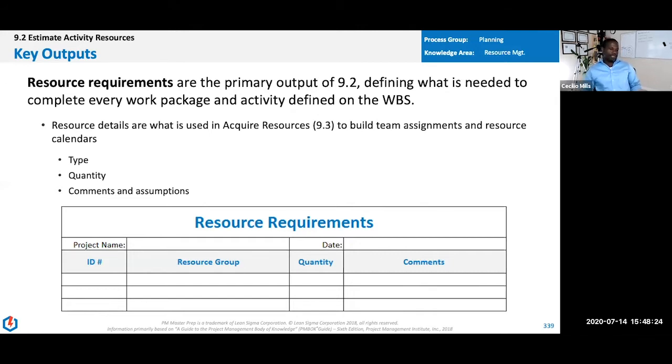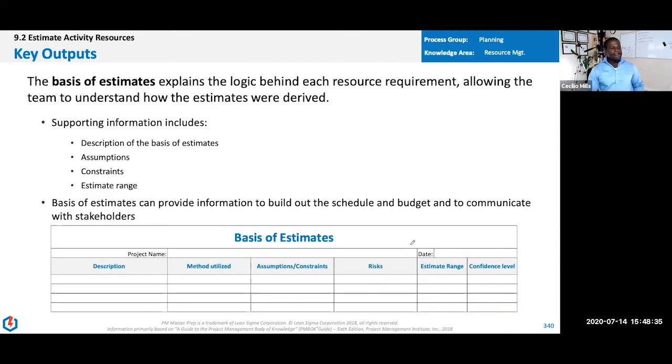You have a project ID or maybe activity ID, and then the group where that resource comes from, the number of people you need. It's just one way to see it. It's not the only way. Same thing with the basis. We saw this same document when we were estimating durations for the schedule, estimating cost for the cost, and now I'm estimating resources.